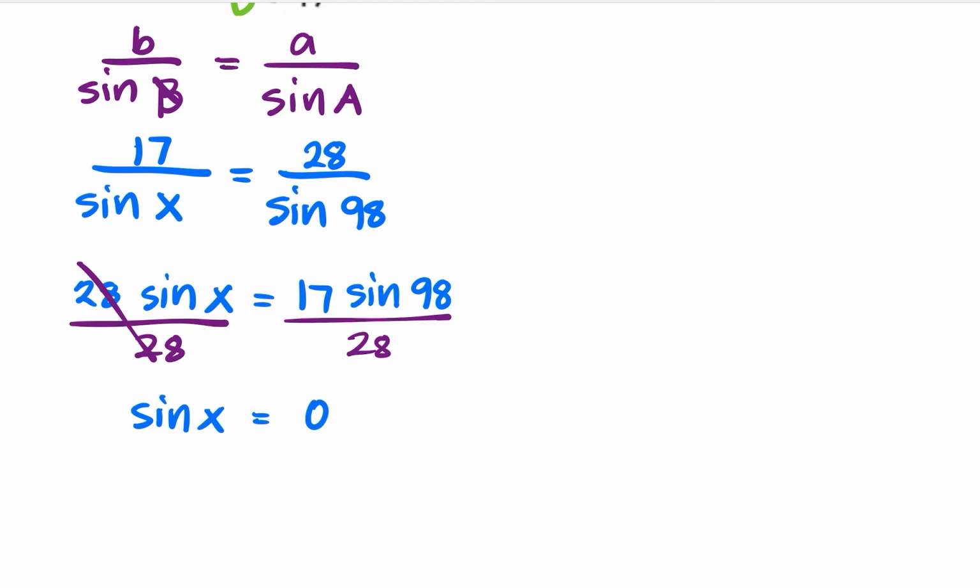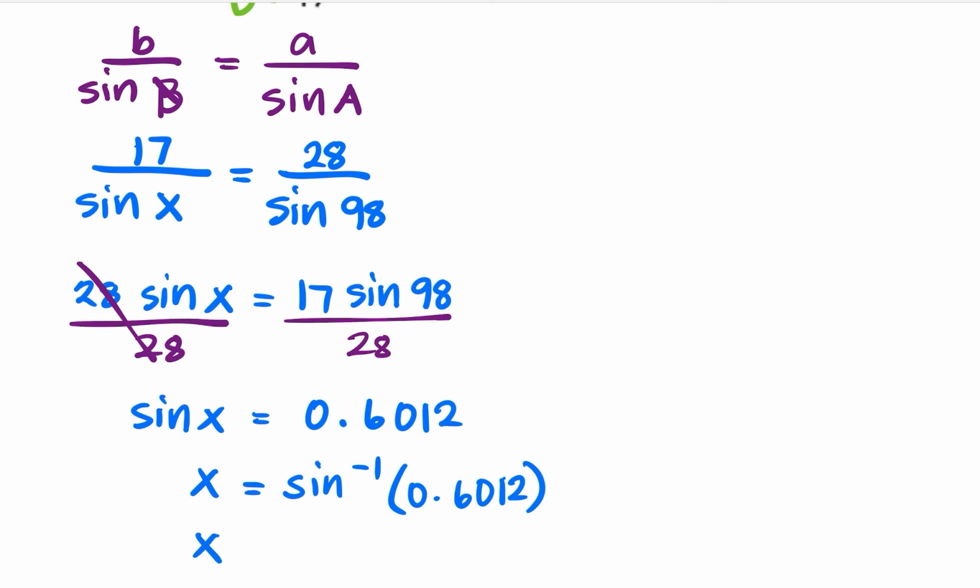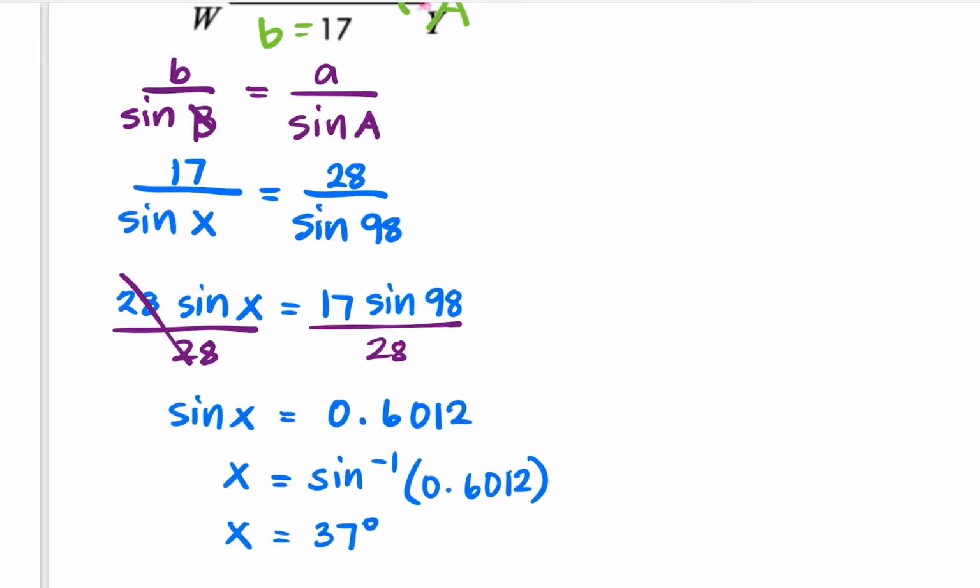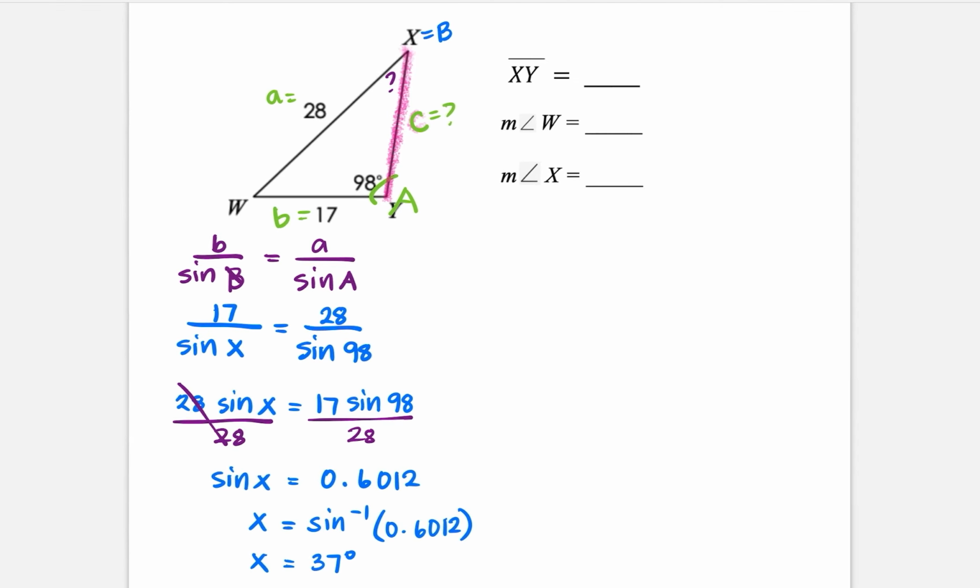So that will be 0.6012. Let's use 4 decimal places. And so isolating X by itself, we will have sine inverse of 0.6012. And if we are to use a whole number, we will get X equals 37 degrees. So going up here, we're gonna label angle X, which is equal to 37 degrees.